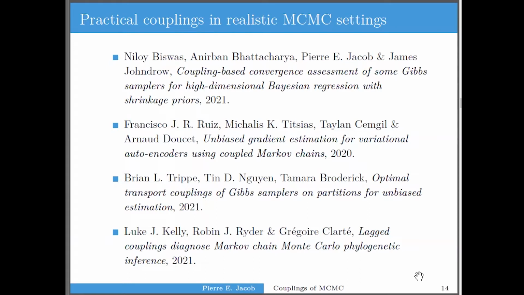And those are other papers on the topic. There's Ruiz et al., which looks at the context of variational autoencoders. Tripp et al. looks at the problem of mixture models or Dirichlet process mixture models, where the MCMC is on the space of partitions to try to cluster your observations. And they do couplings of those Gibbs samplers. And then the last one is recently also on arXiv. It's about phylogenetic inference. It's an MCMC on the space of phylogenetic trees, and they've managed to come up with coupling strategies for it.